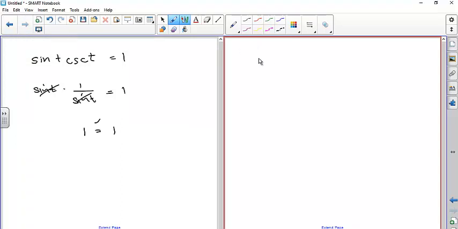Okay, so let's look at this one. This is the cotangent squared of y times the secant squared of y minus 1 equals 1. So again, we're going to work on the left-hand side. And when you see something squared plus or minus 1, that usually gives you an idea that you might want to use one of the Pythagorean identities.